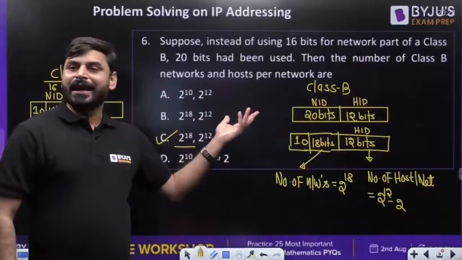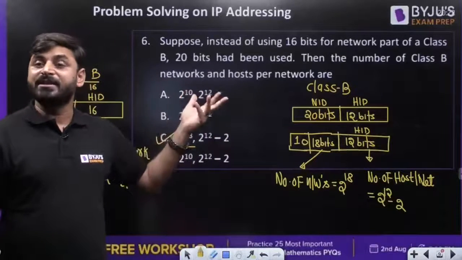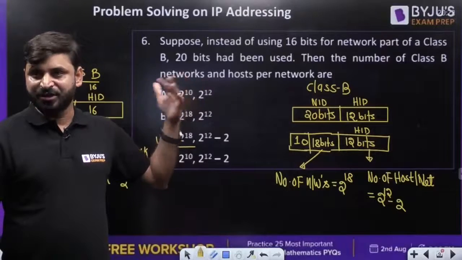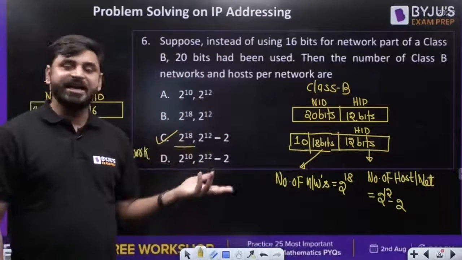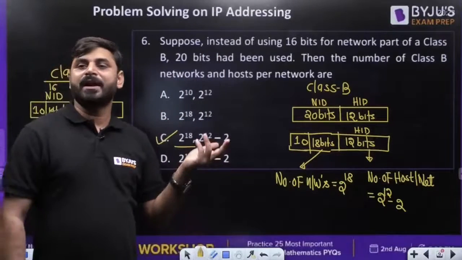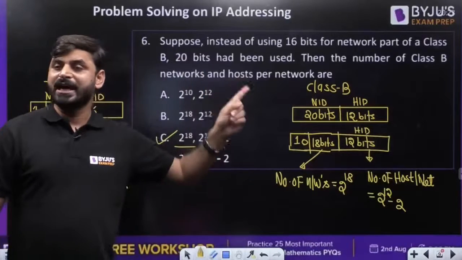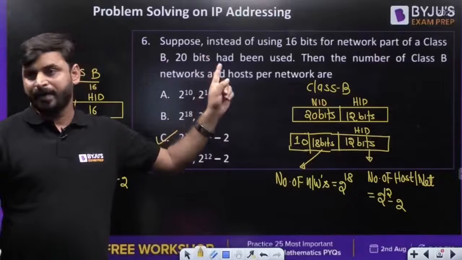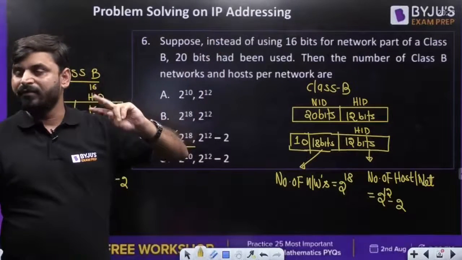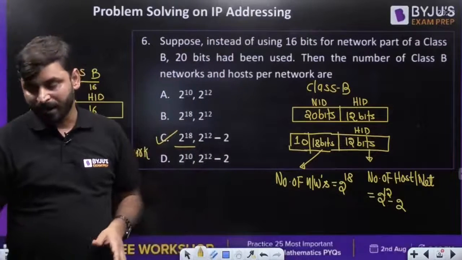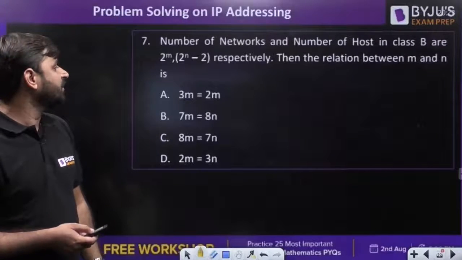With a 20-bit network ID and 2 bits already fixed, the remaining bits in the network ID are 18. So the number of networks is 2 power 18. The host ID has 12 bits, so the number of hosts per network is 2 power 12 minus 2. Why minus 2? Because whenever the host ID part is all zeros or all ones, we cannot assign it to any computer. These are for some special purpose.